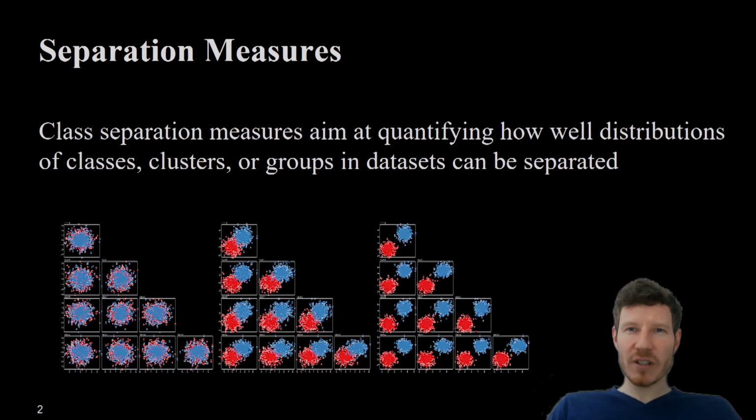In the example, three scatterplot matrices are showing three 5D datasets with two classes, which are blue and red. These three synthetic datasets differ by the degree of class separation from a total overlap to well separated.